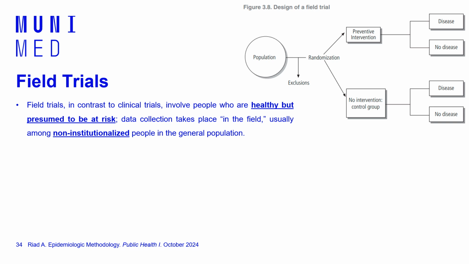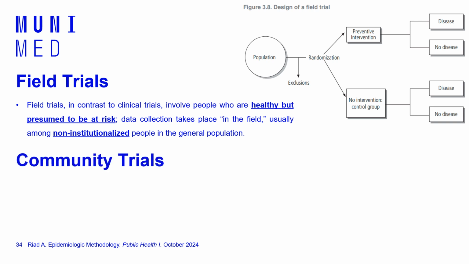So the comparison here will be made in the same way like we did for the randomized control trials. However, the main difference between field trials and randomized control trials is that field trials have healthy people, randomized control trials have sick humans or sick patients. Field trials have preventive intervention or preventive measure. Randomized control trials usually have therapeutic measure or medicines or drugs.